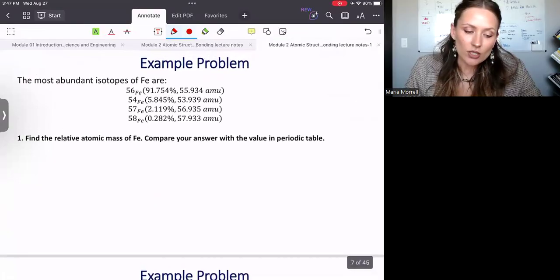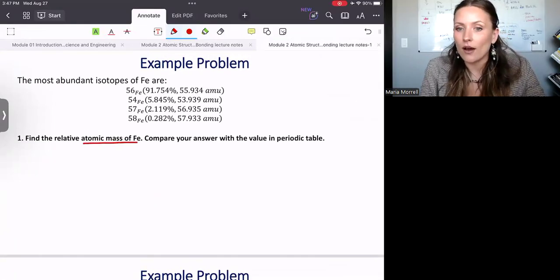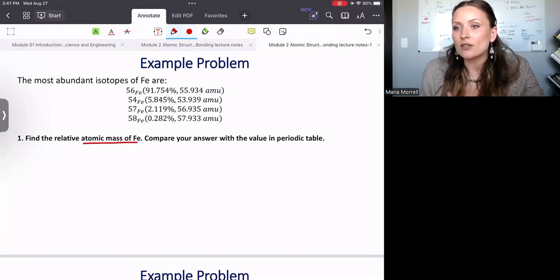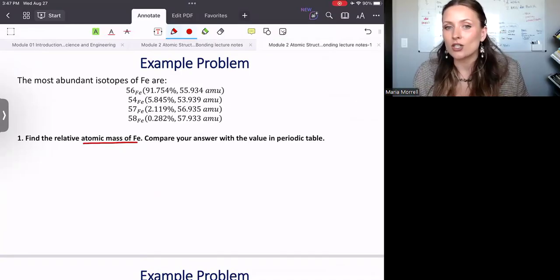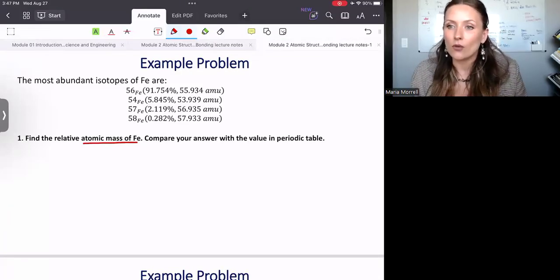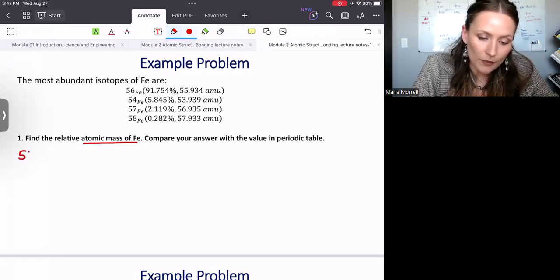So starting with question number 1, we need to find the relative atomic mass of iron, okay? So how would we find it? As I said earlier, we just need to take into consideration all of the existing isotopes, right? And of course, their weight percent, right? So how would I do that? Well, I'll start with each and I'll go in the following order.